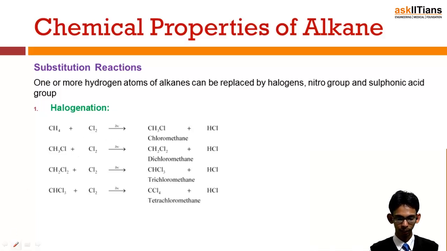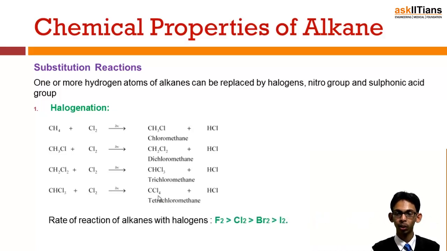And actually it is a chain reaction. For example, methane reacts with chlorine to form chloromethane, and the reaction does not stop here but continues. Chloromethane further reacts with chlorine to form dichloromethane, which further reacts with chlorine to form trichloromethane, and the reaction continues till tetrachloromethane is formed. Let's have a look at the mechanism of this reaction and find out why this happens.